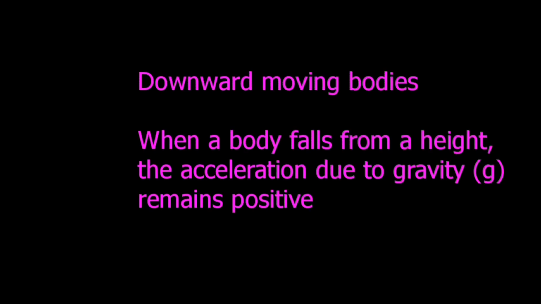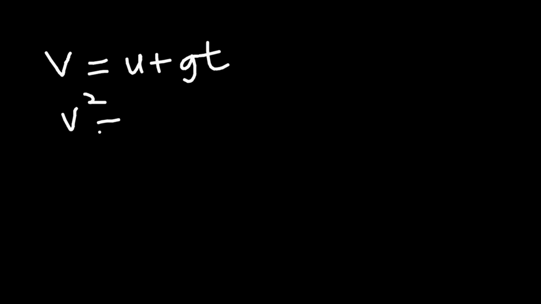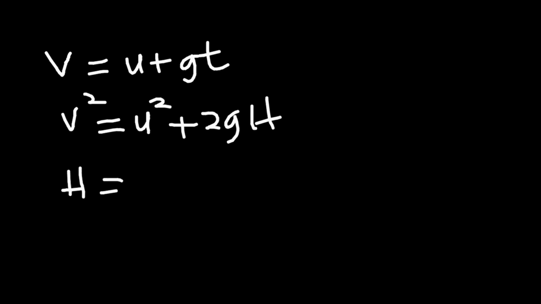The second consideration for sign change has to do with bodies falling from a height or downward moving bodies. When a body falls from a height, the acceleration due to gravity g remains positive, and as such, the equations of motion remain the same. That is, v will be equal to u plus gt, v squared equals u squared plus 2gh, and lastly, h will be equal to ut plus half gt squared.